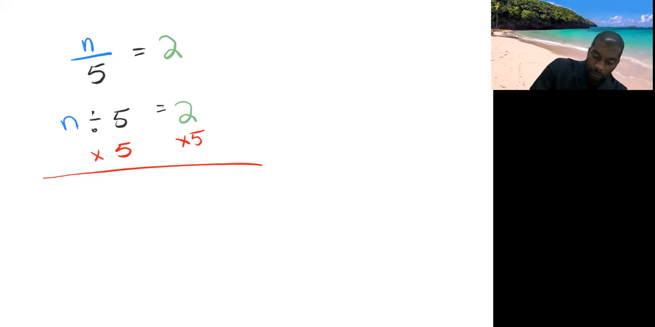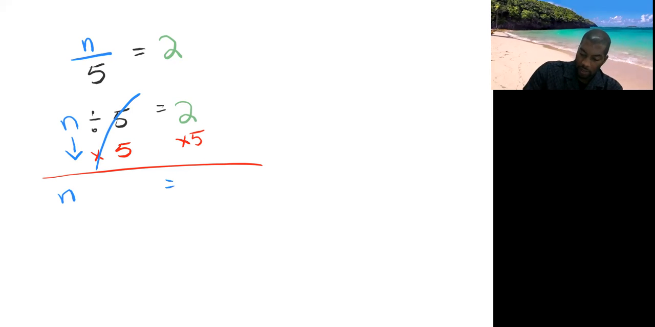Try to solve it out. Drop the n, nothing happened to it. Divided by 5 times 5, those cancel each other out. Equal sign stays where it is. 5 times 2 is 10. So I'm saying that n is equal to 10. Now let's prove it.